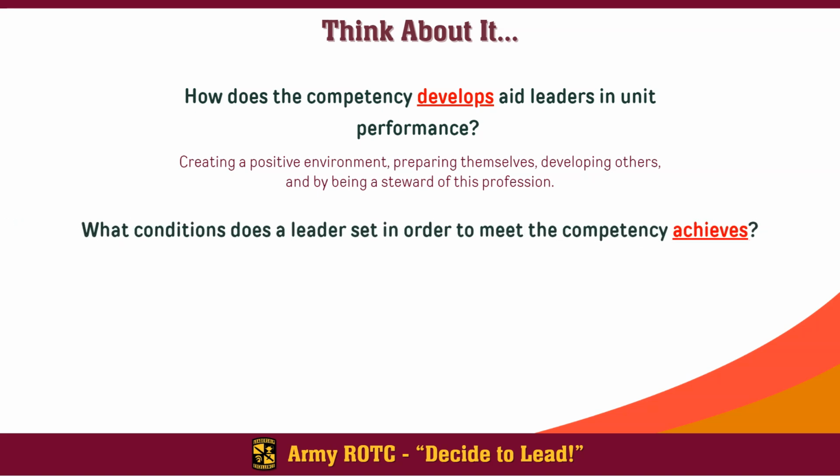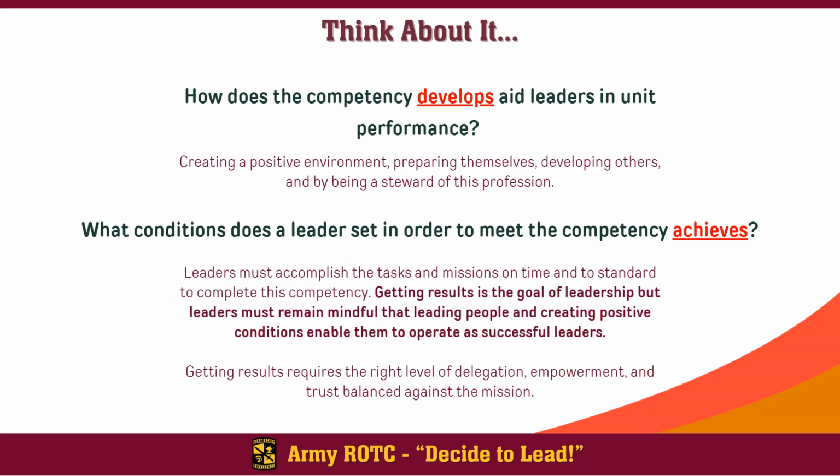Now, what conditions do you have to set as a leader in order to say that you achieved? Well, you have to be able to accomplish the tasks and mission on time and to standard. So getting the results is the goal of leadership, but you have to remain mindful that leading people and creating positive conditions can actually assist you to operate more successfully. So getting results actually requires the right level of delegation, empowerment, and trust. And when we can figure out that good balance, we can actually create a more successful and positive environment to better achieve those missions on time and to standard.